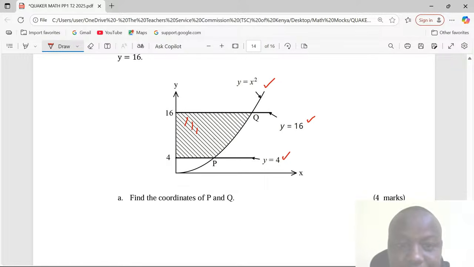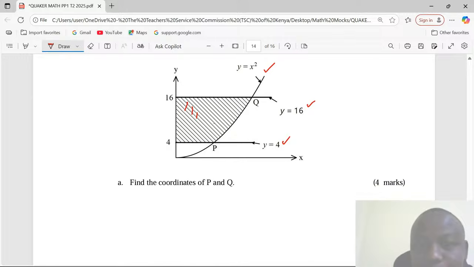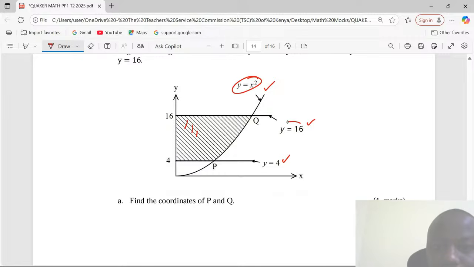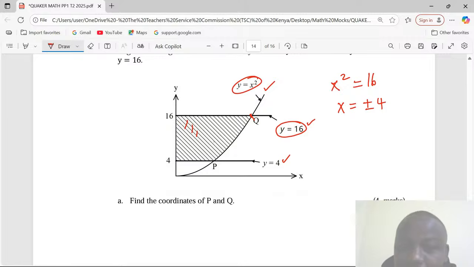Now, these are the points of intersection of a line and a curve. For example, the curve y equals x squared meets the line y equals 16 at point Q. So for Q, we can solve simultaneously because they are intersecting. Then we can equate the two. X squared equals 16, so that the value of x becomes the square root of 16, which is plus or minus 4. Now according to this graph, we are having the positive part of the x-axis alone. Then the coordinates of Q shall be x is 4 and not negative 4, then the y is 16.